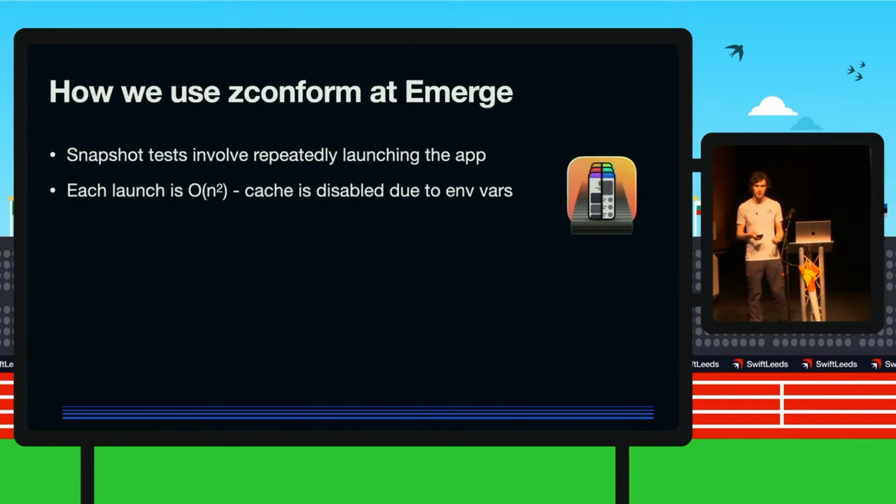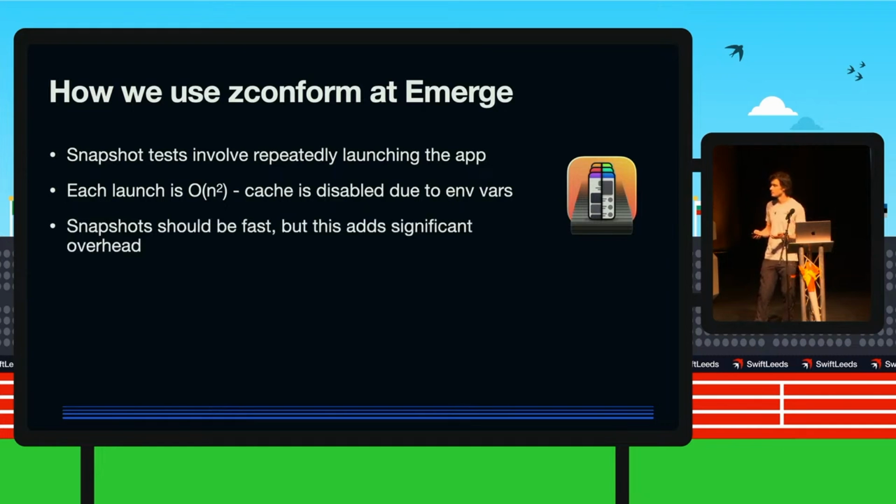And each launch can have this O(n squared) operation because the cache is disabled for a variety of reasons. We set some env vars. We often run it on the simulator, which will disable this. But we want these tests to be very fast because people are running these snapshot tests on every PR. Our goal is to be not the slowest check on your PR. So other things are what you're waiting for, not the checks that I'm posting, right?